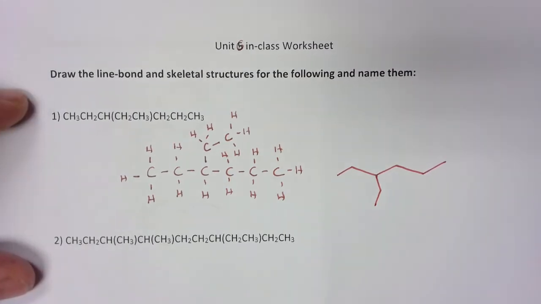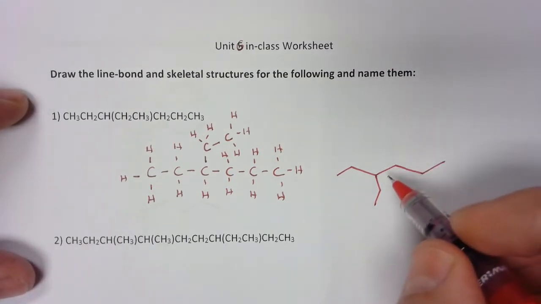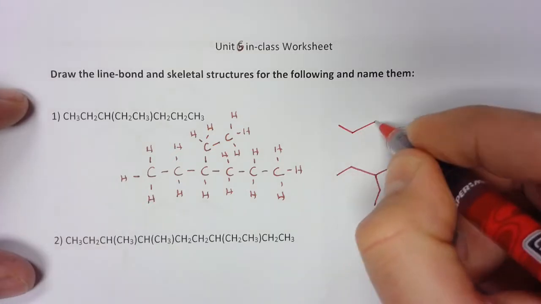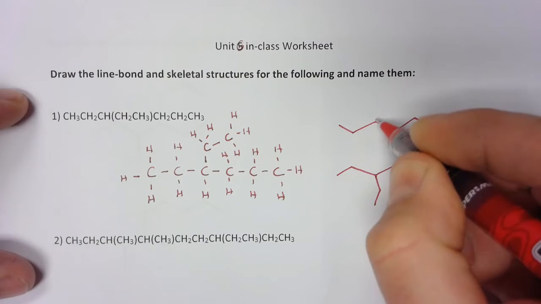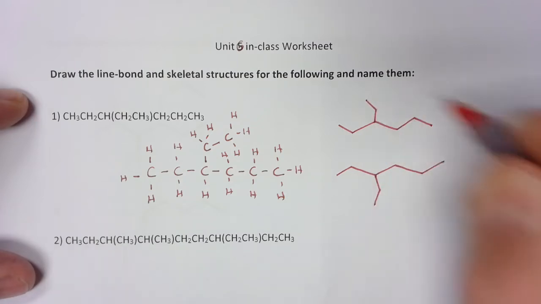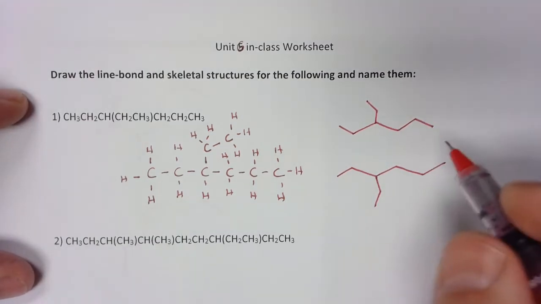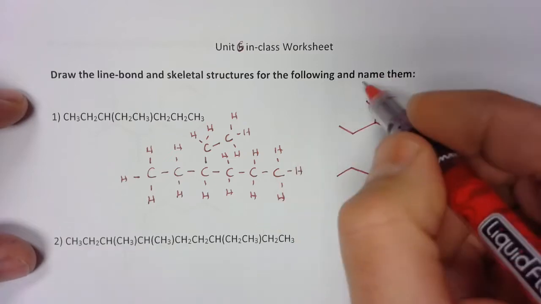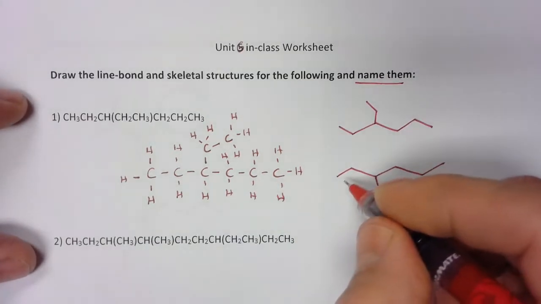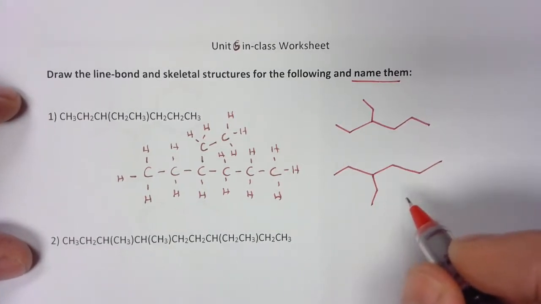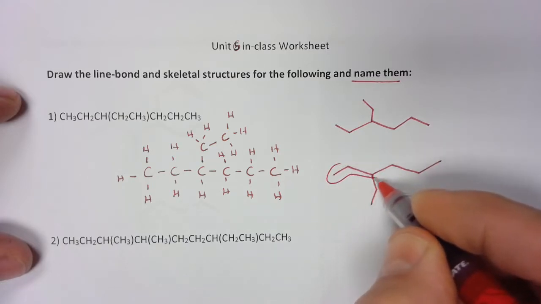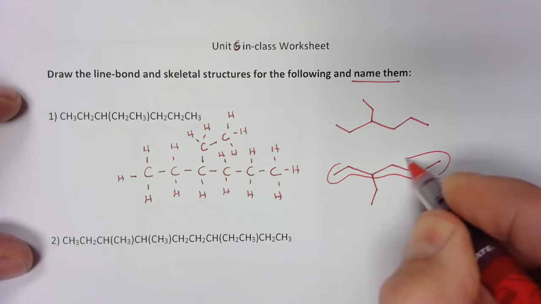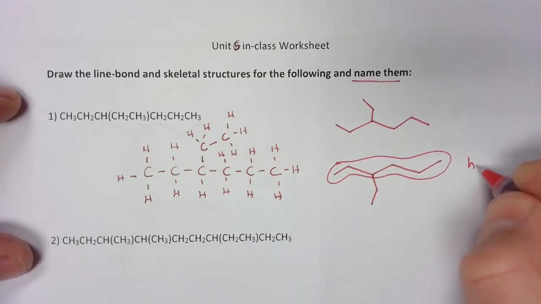Okay? And I could have drawn it a little bit differently. 1, 2, 3, 4, 5, 6. And then my ethyl group going up. Same thing. Now I need to name this. So since there's only one substituent here, I'm going to go ahead and circle my parent chain. And since that's 6 carbons, it's hexane.